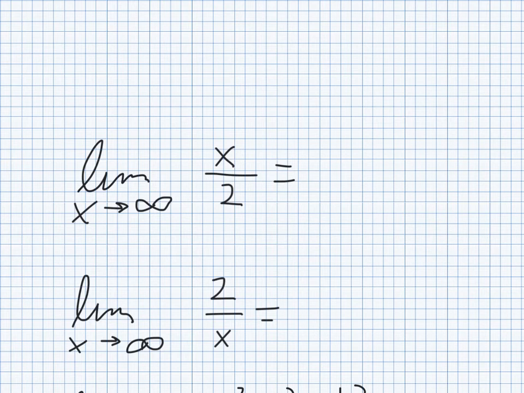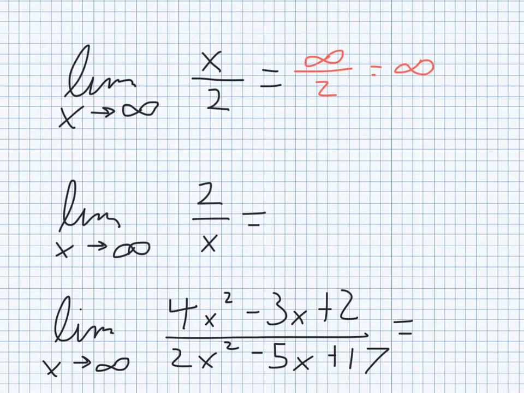And we're going to start these off the same way we always do, and that is we plug in the value. So the limit as x approaches infinity of x over 2 is going to be infinity divided by 2, which is half of infinity. That's infinity still. This next one, the limit as x approaches infinity of 2 over x. Okay, so 2 divided by infinity, what does that mean?